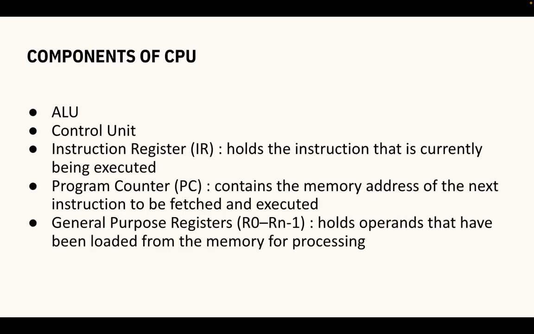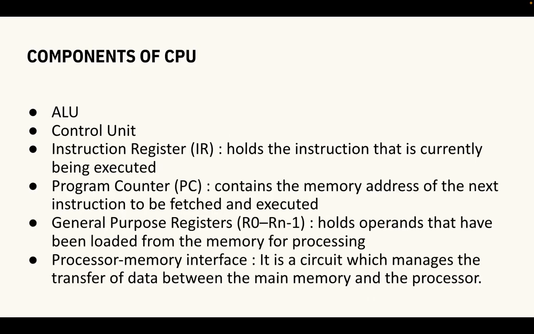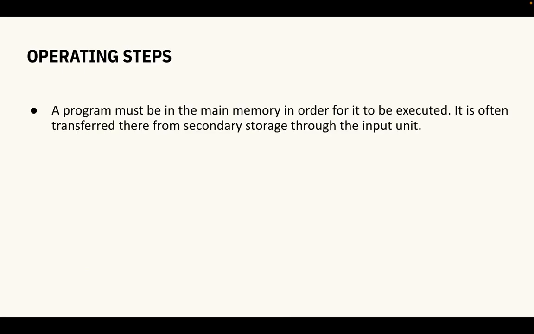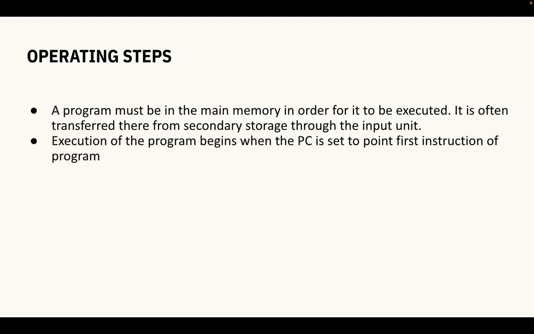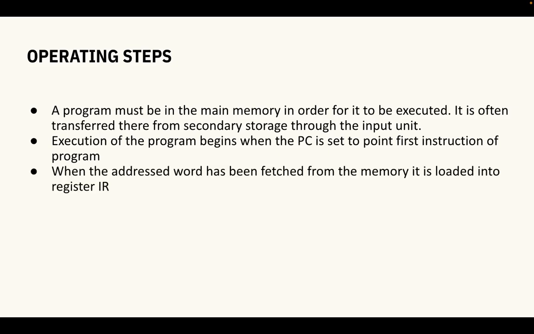In order to understand in more depth the interaction between the processor and the memory, we'll try to understand the program execution steps. So let us walk through the steps in order to execute a program. A program first must be loaded into the main memory from the secondary storage. The program counter is set to the address of the first instruction. This instruction is fetched from the memory and placed in the instruction register.